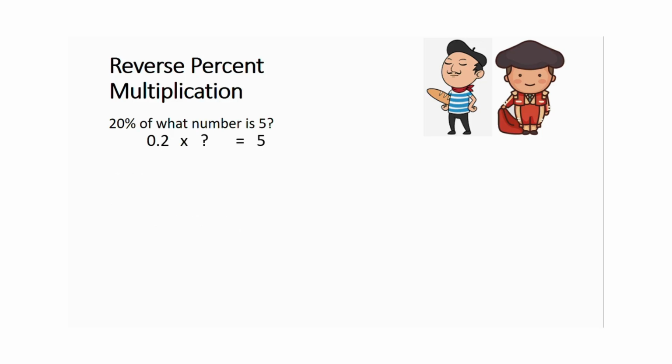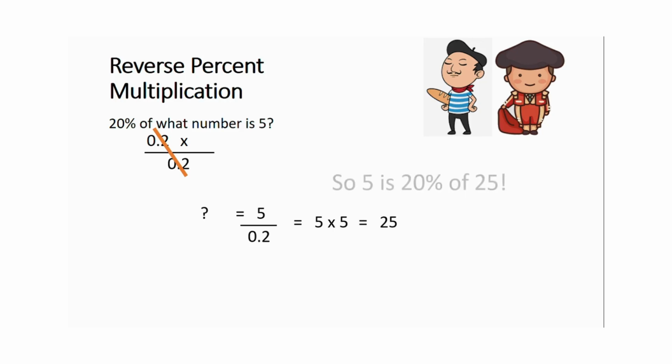Now, the question mark is not by itself. We want to undo what's happening to it. So it's being multiplied by 0.2. That means we want to divide by 0.2. That means over here we have to divide by 0.2. And here the 0.2's cancel out. So now we're just left with something equals 5 divided by 0.2. But that's the same thing as saying 5 times 5. Dividing by 0.2 is the same as multiplying by 5. And we get our answer as 25. So 5 is 20% of 25.